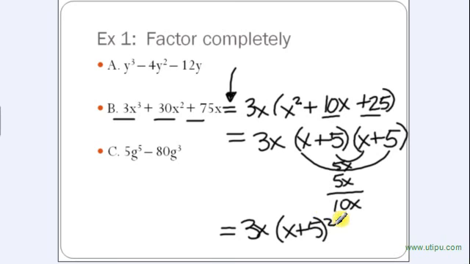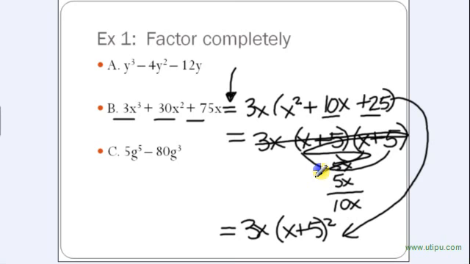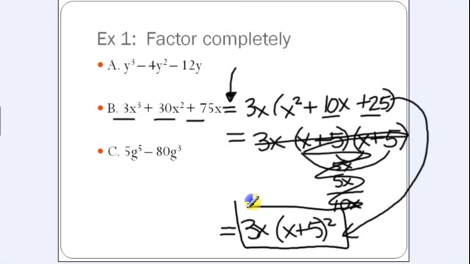Now you might have noticed this as being a perfect square trinomial and could have skipped this work and gone straight to writing it as a binomial squared. Our polynomial is now factored completely, and that is our answer.